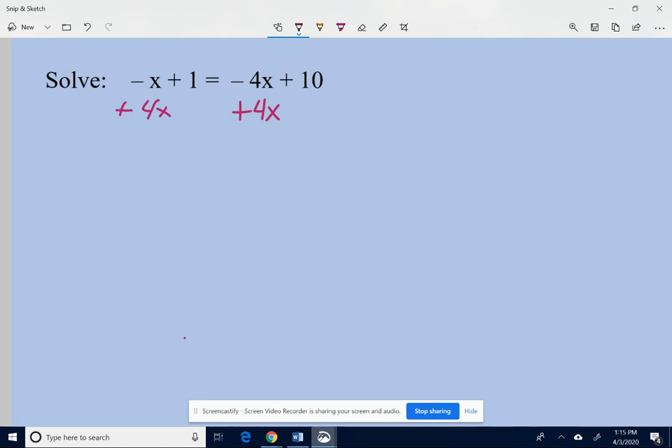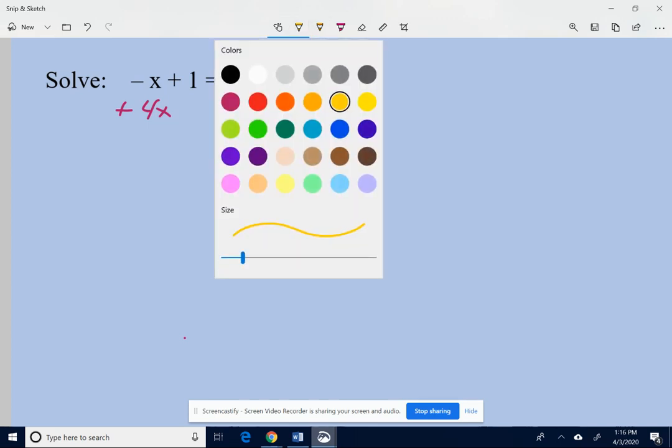I'm going to add 4x to both sides. I'm keeping my like terms lined up, so I'm writing this underneath the x, and I'm writing add 4x underneath the negative x. When I do that, a negative 4x plus a positive 4x is equal to 0x. It went away. That was the goal.